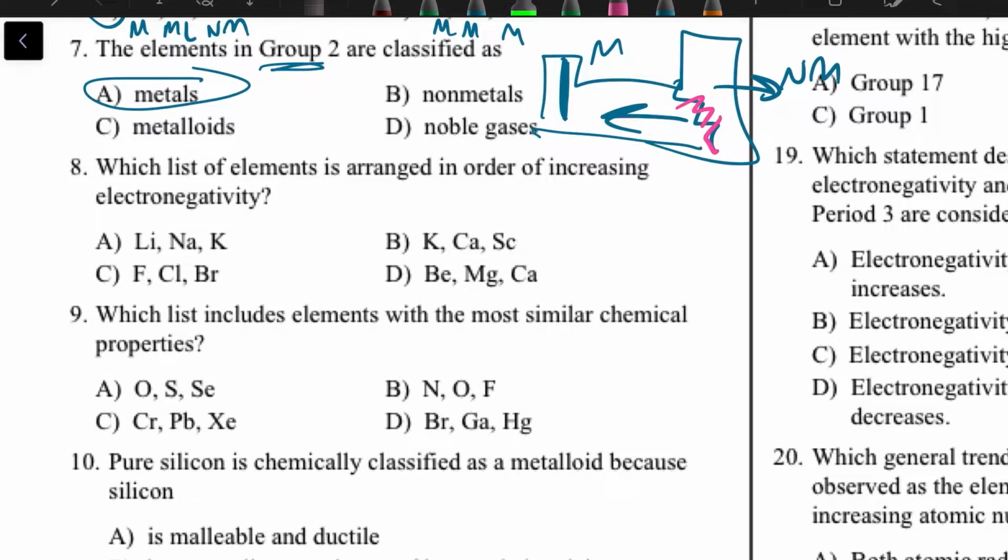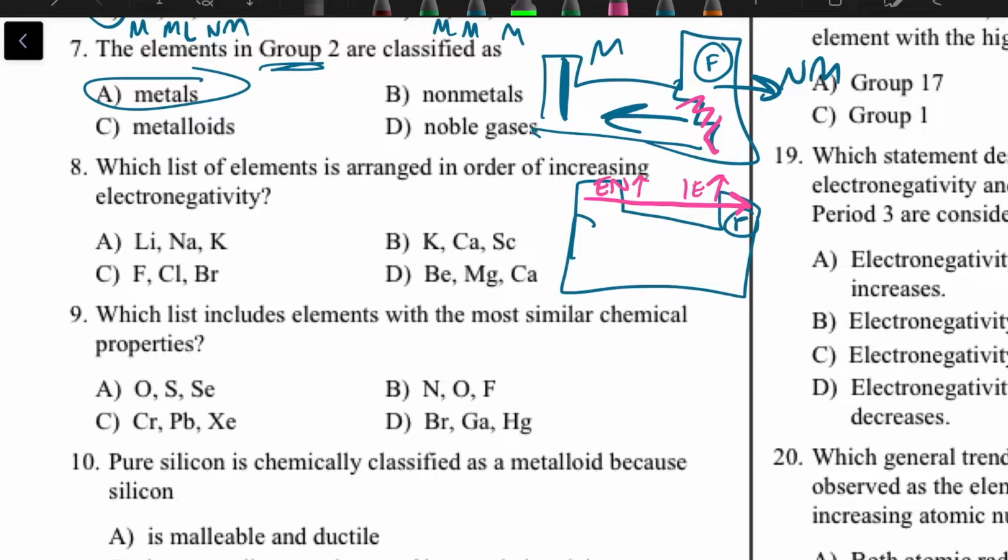Number 8, which list of elements is arranged in increasing electronegativity? What you need to know is that fluorine is the most electronegative. Let's draw that over here again. Fluorine is your most electronegative. As you go across a period and you're getting closer and closer to fluorine, the electronegativity is going to increase. There is also ionization energy that follows the same trend.